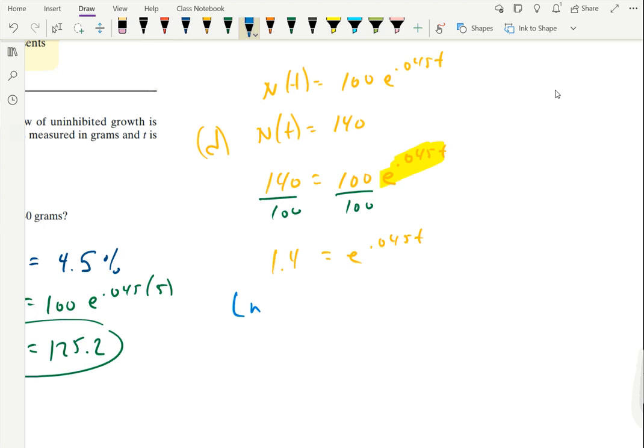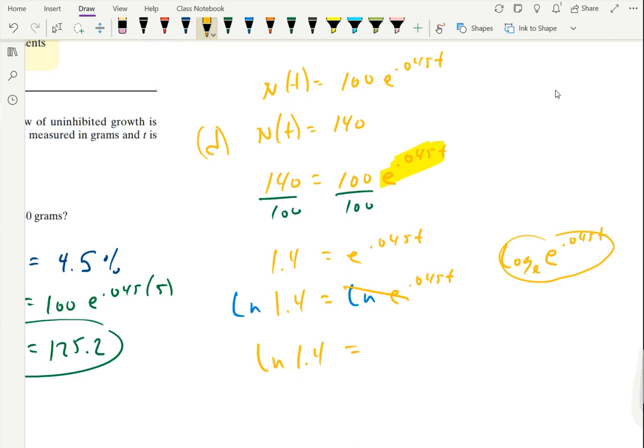So what if I take the natural log of both sides, the natural log of 1.4, and that's going to be the natural log of e to the 0.045t. Now, why did I choose the natural log? On the left side, we still have natural log of 1.4. On the right side, natural log is log base e. So if I take log base e of e to the 0.045t, what this means is: what exponent do I apply to e to get e to the 0.045t? It's just 0.045t, effectively canceling out the natural log and the e.